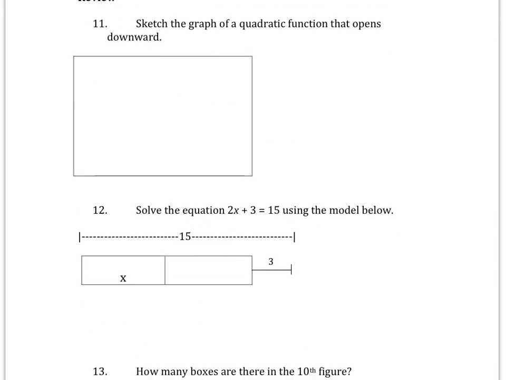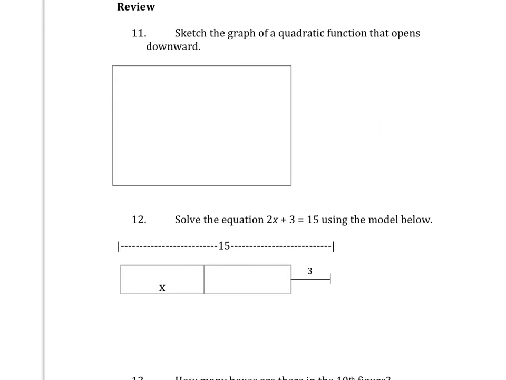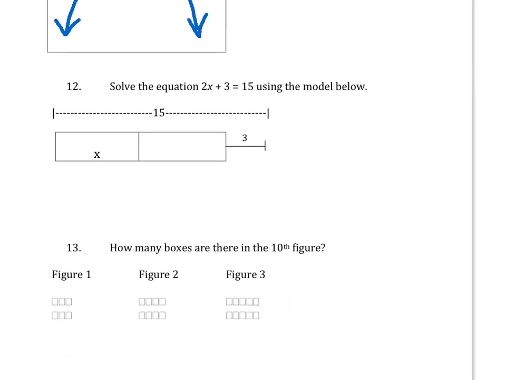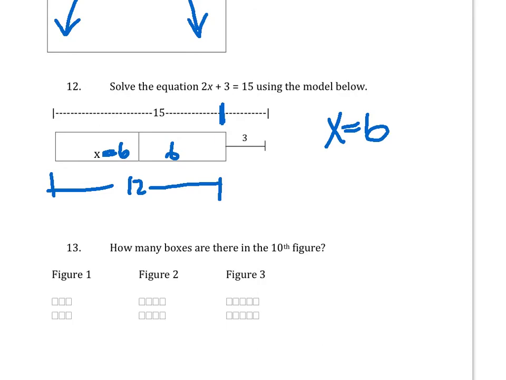Last one, a little bit of review. Sketch the graph of a quadratic function that opens downward. So we can just have something simple as that. Right? Done. Number 12. Use the model to solve this equation. Well, I know that this much is 3 less than 15. So this has got to be 12. And since this is 12 and these boxes are equal, 12 divided by 2 is 6. So I know that x equals 6 there. Good review problem.